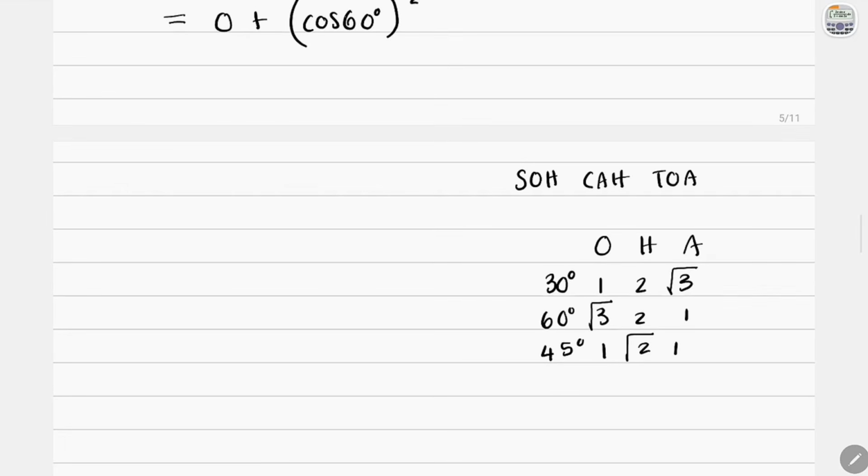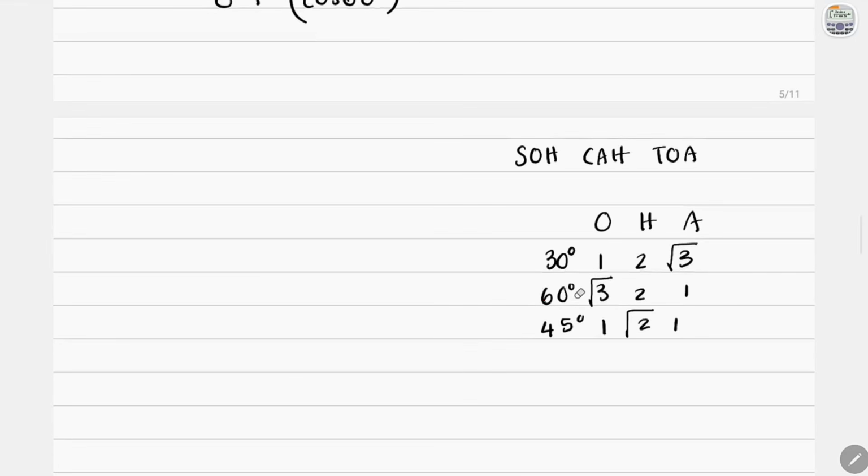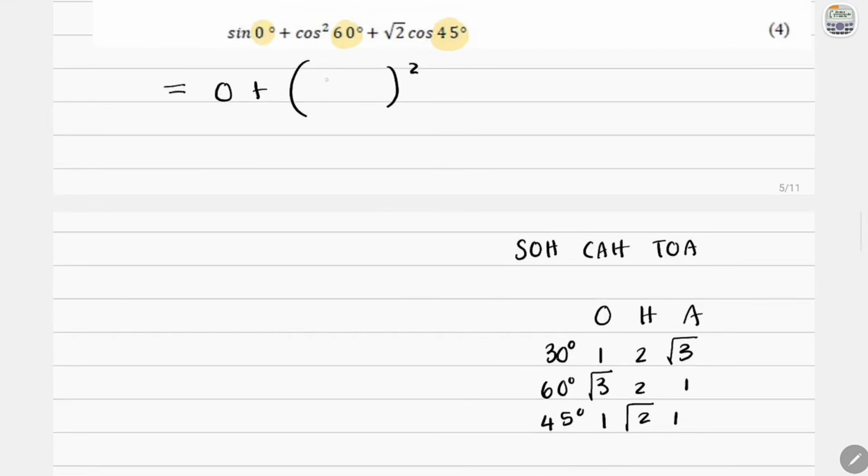So cos 60 degrees, cos, remember using SOHCAHTOA, cos is the adjacent over the hypotenuse side. So because we're working with 60 degrees, we'll go to our 60 degrees row, okay? And we're going to say adjacent over hypotenuse since we're working with cos. So adjacent is 1 over the hypotenuse, which is 2. And so this is actually 1 over 2 squared.